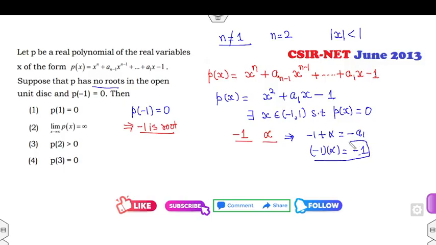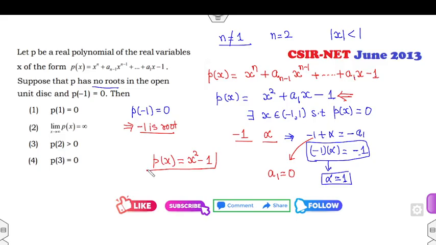From this equation, what do you conclude? Alpha will be 1. So once alpha is 1, from this equation a1 will be 0. Once a1 is 0, your polynomial is x square minus 1. And clearly, there is no root in the open interval. So P of 1 is satisfied. Infinity satisfied. P of 2 greater than 0 satisfied. P of 3 equal to 0 is the wrong answer. Correct options are A, B and C.